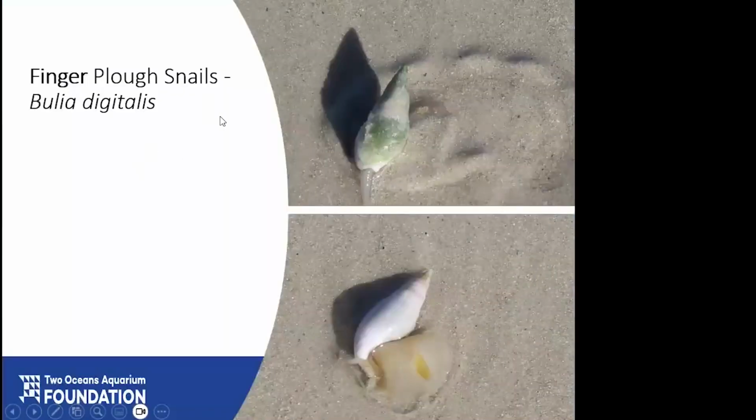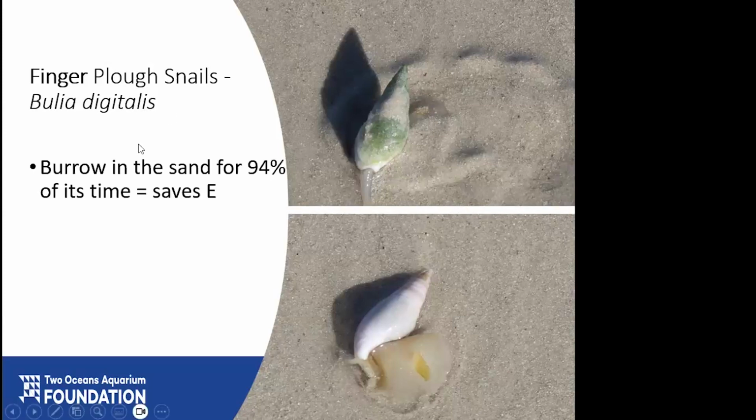So one of the important animals that we find in this area are our plow snails, our finger plow snails. Scientific name is Bullia digitalis. And they burrow in the sand for most of the time. So 94% of its time, it's burrowed in the sand in that mid-intertidal zone or mid-littoral zone. So that helps to save energy. And while they're burrowed in the sand, the structure over here that I'm pointing out is their siphon, and that extends out of the sand and directs water over the gills of the animal.